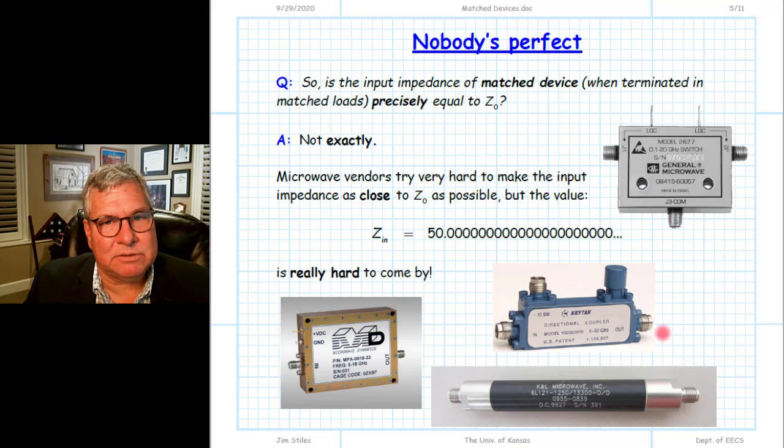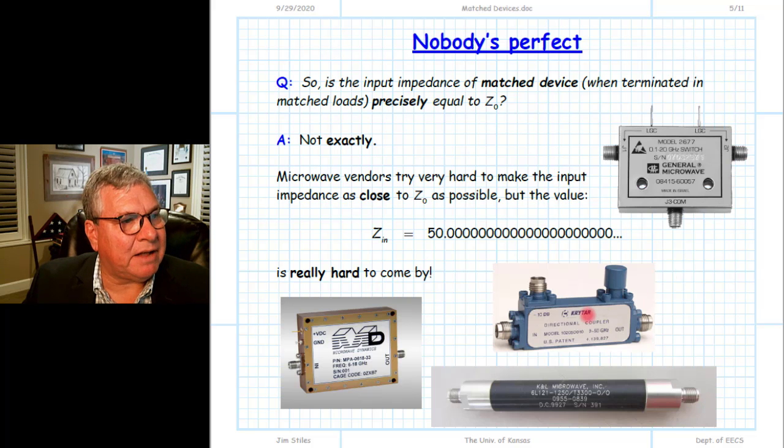Here's a 3-port device, which is a coupler. Here's a 2-port device. This is an amplifier. And then this is a 3-port device, which is a switch. Notice in all cases we have an SMA connector. An SMA connector is a 50 ohm transmission line characteristic coaxial connector.